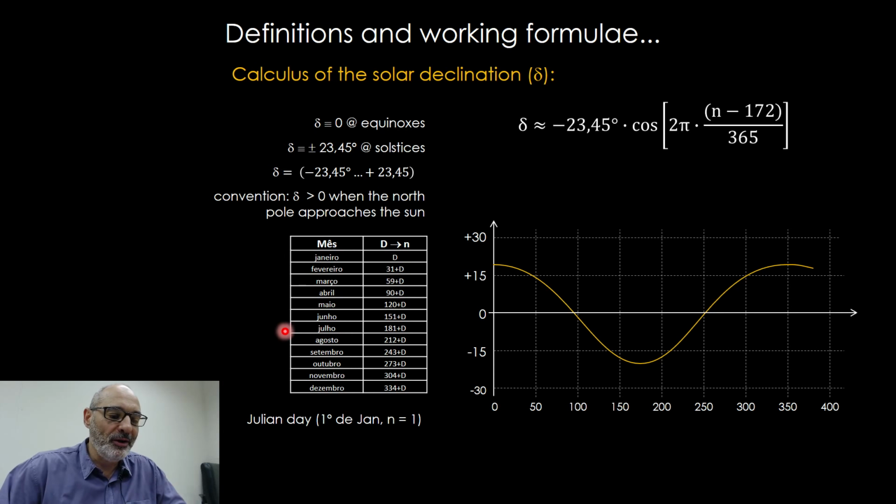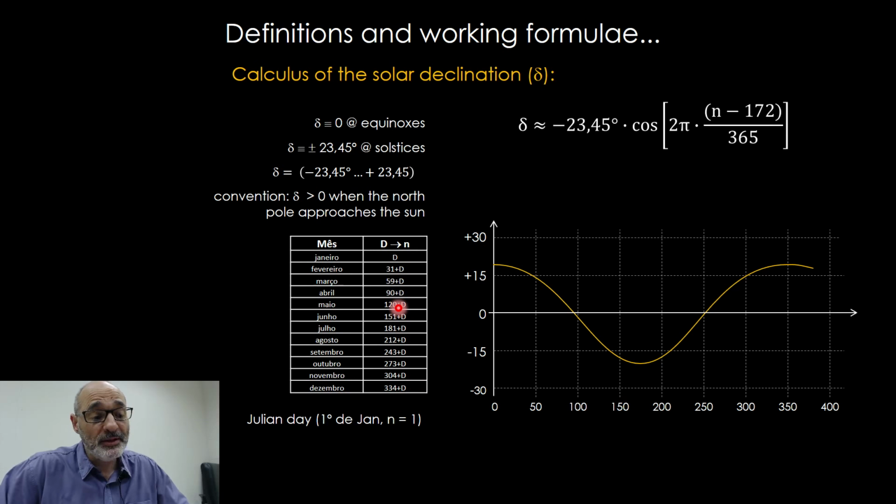The problem that we have is that our months are irregular now. We took one day from February to pay homage to somebody in Rome, and that's why August has 31 days. So if you want to convert to the actual day of the year, in Julian day, you use this conversion table here.